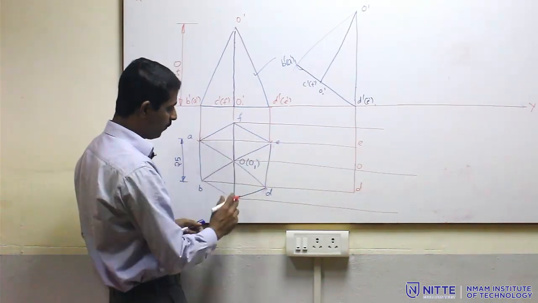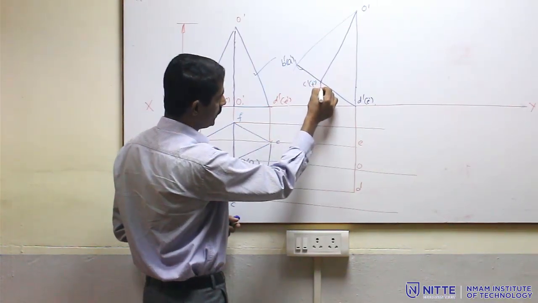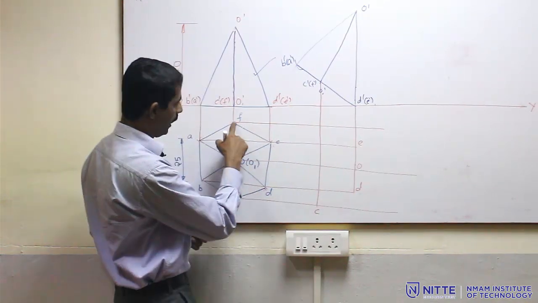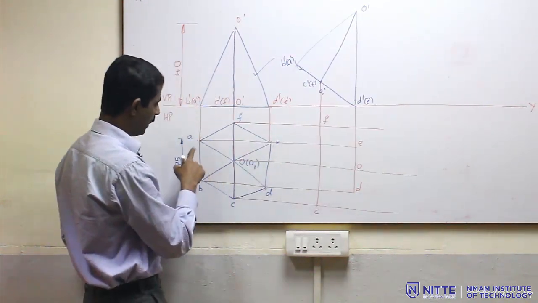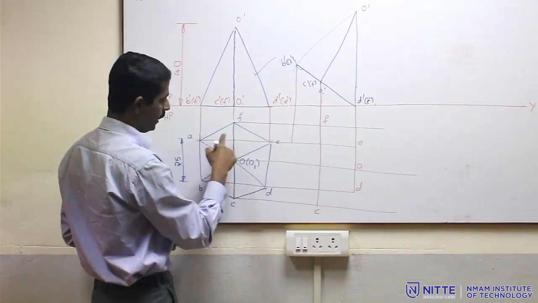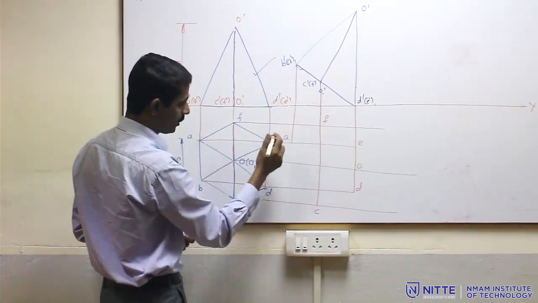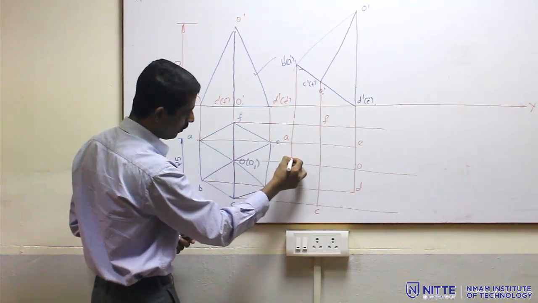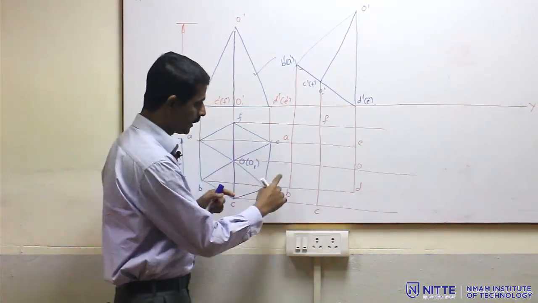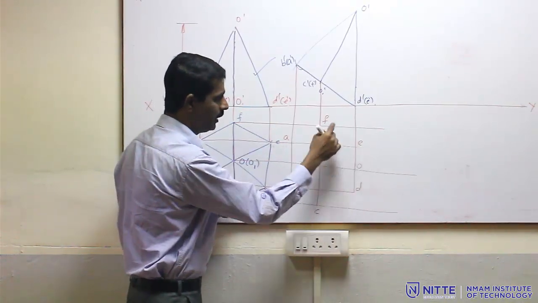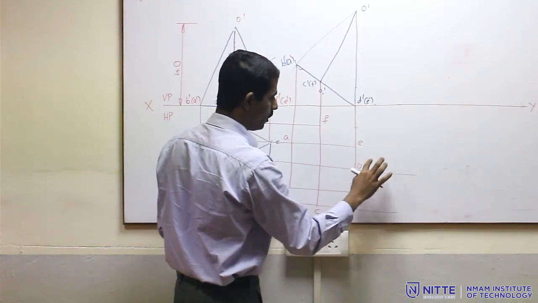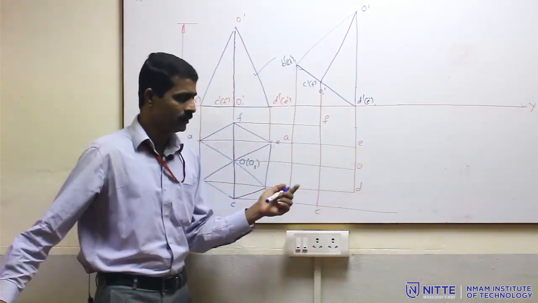Then F and C, so C is here and F here, and the last one is A and B. A horizontal and A dash vertical, B horizontal, B dash vertical. So, I am getting all the points starting from A, B, C, D, E, F, and to obtain this top view again I have to follow the same rule.